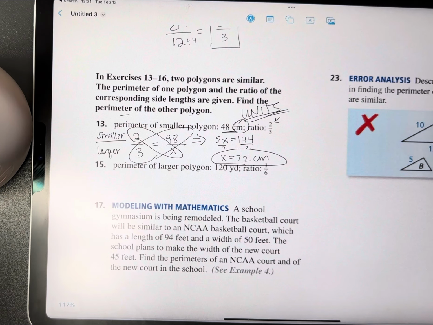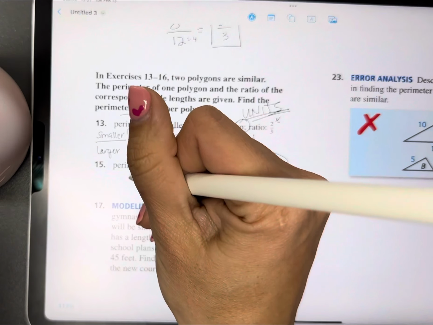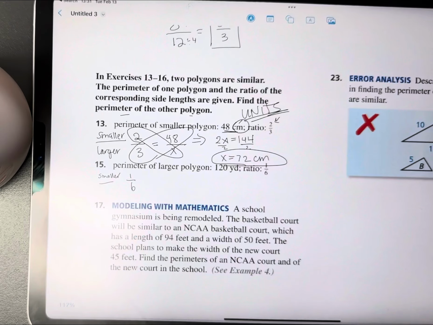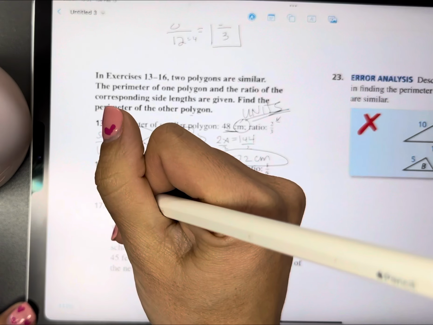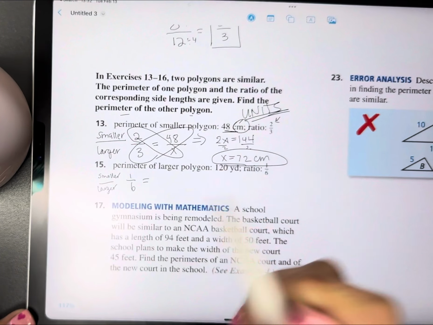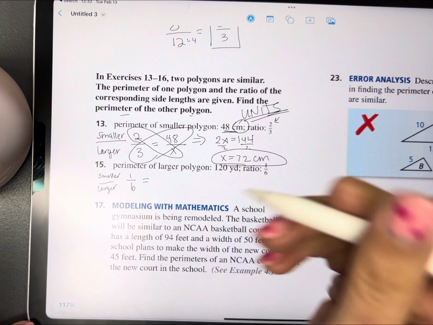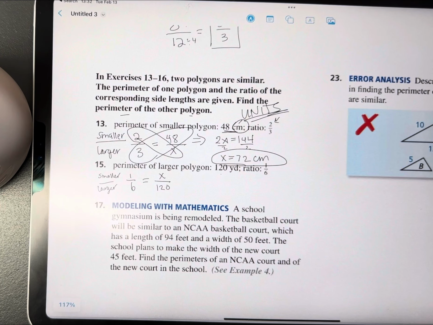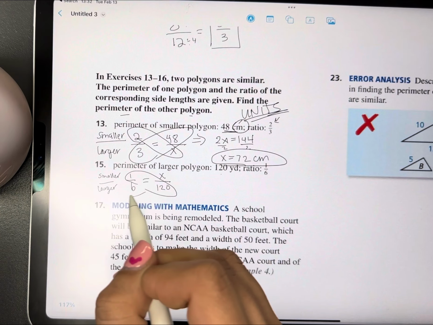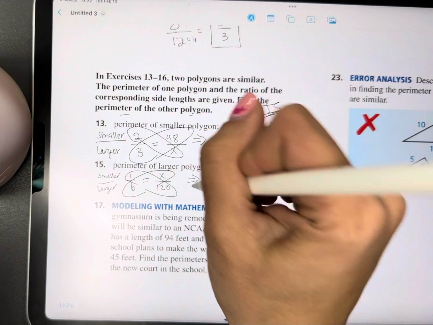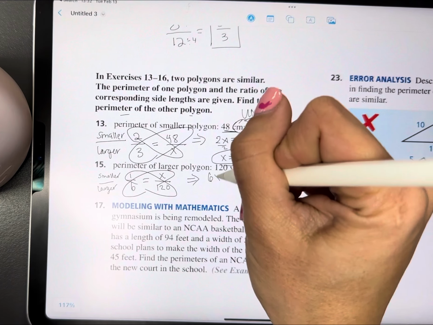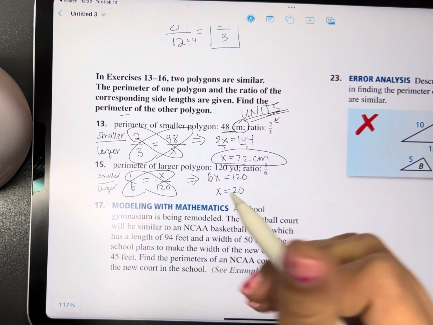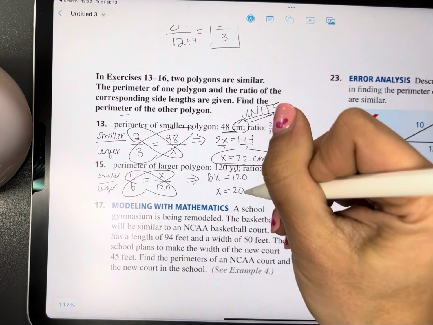Okay, here, give me a ratio of 1 to 6. They're giving me, again, smaller over larger. Then here, they're saying perimeter of larger is 120, so that goes on the bottom with the larger, and x on top, and then I'll cross multiply again, and I get that 6x equals 120. Divide both sides by 6, and x is 20 units, is yards.